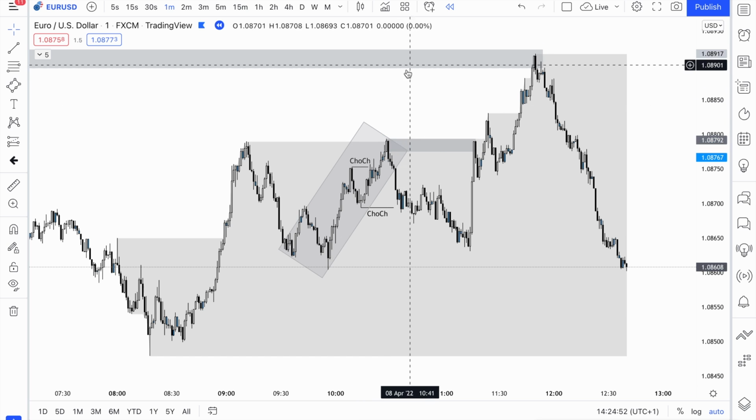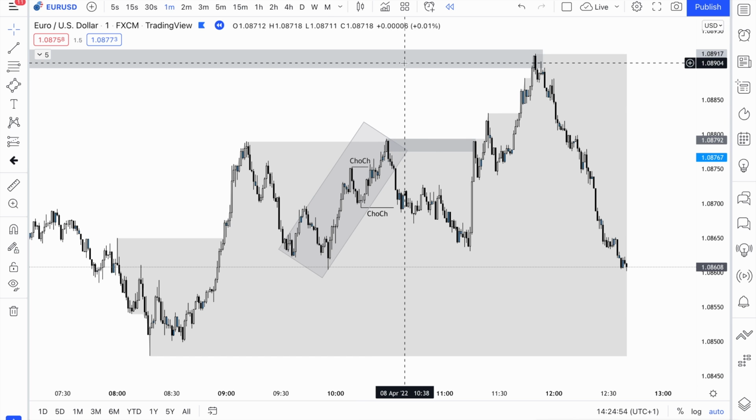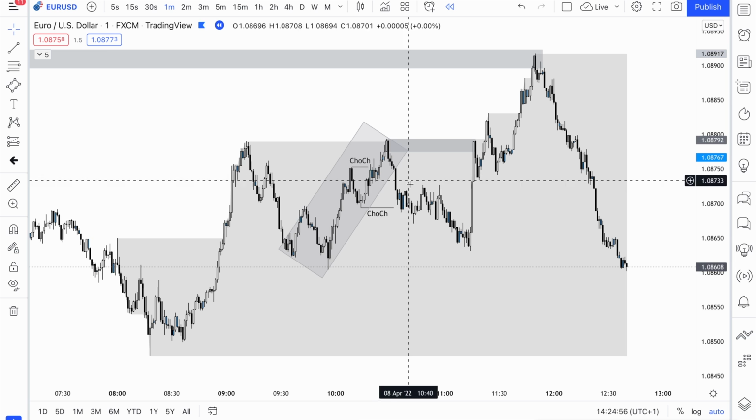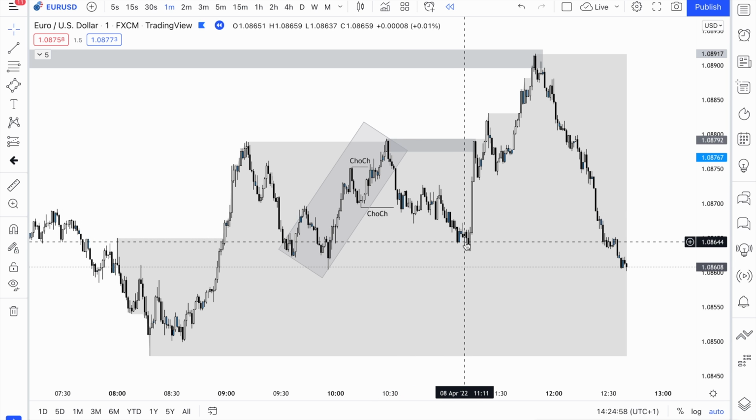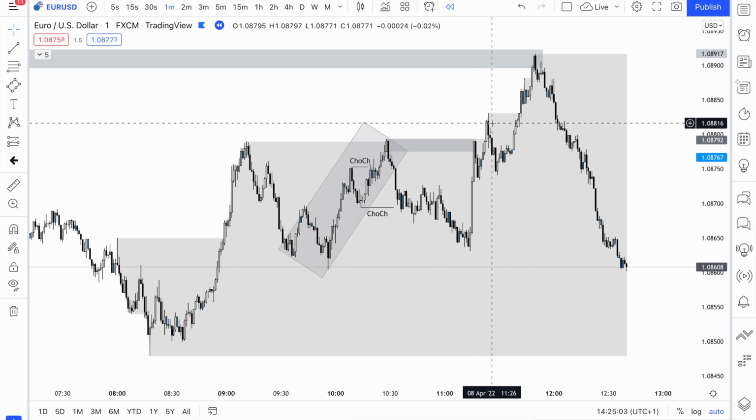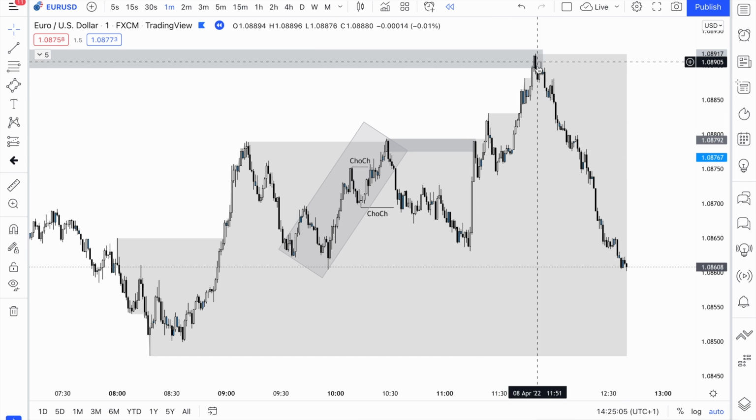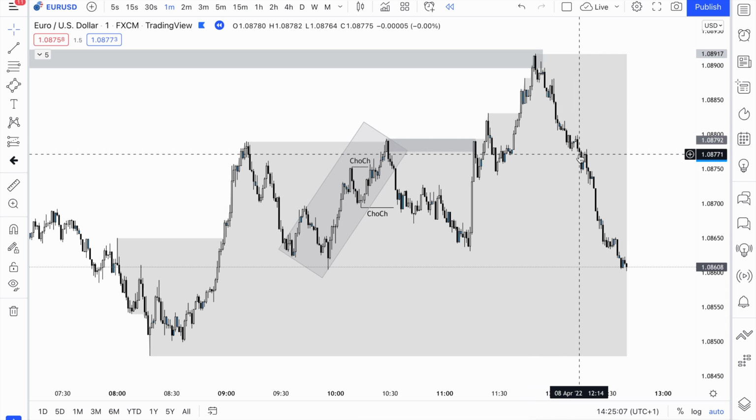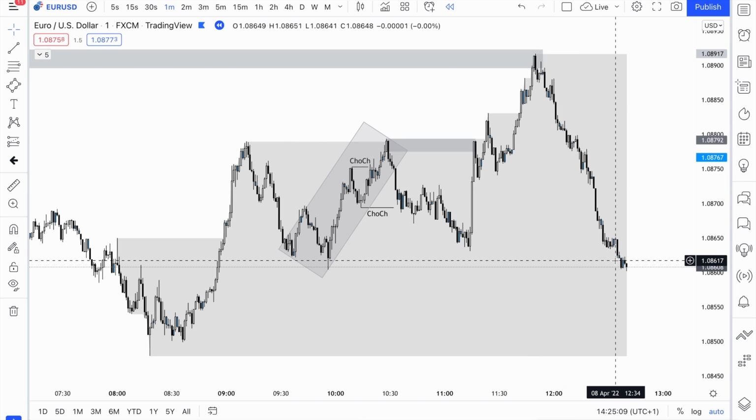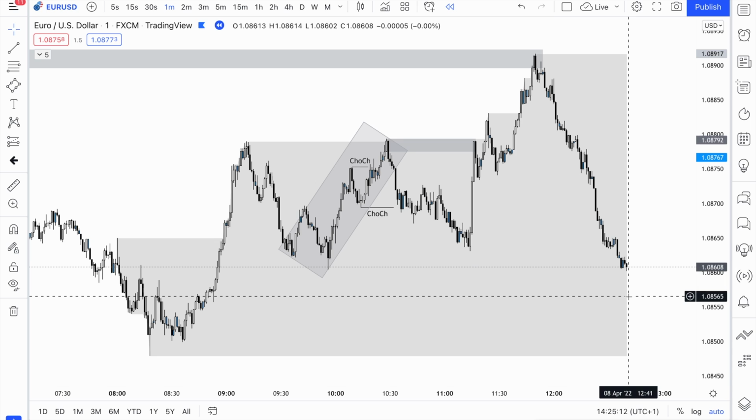Now because we've still got an unmitigated POI or a supply zone up here, we've initiated the CHoCH. However, we've then continued pushing up, grabbing this liquidity, mitigating this supply zone before continuing back down. And this is a good example of where some inexperienced smart money traders could fall for the trap.